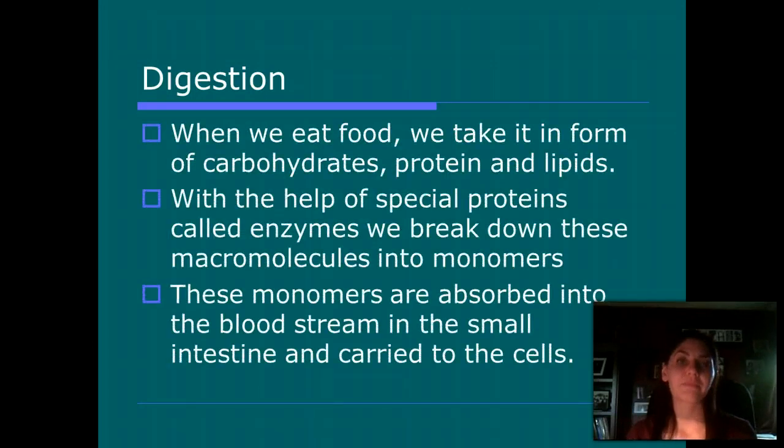So digestion. What happens to these biomolecules whenever they enter our mouth, like when we eat a Happy Meal? We eat the food, we take it in the form of carbohydrates, proteins, and lipids. With the help of special proteins called, what? It ends in ACE, enzymes. We break down these macromolecules into monomers. These monomers are absorbed into the bloodstream in the small intestine and are then carried to the cells where they can be used for energy.